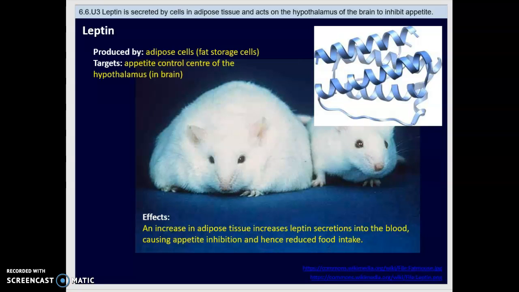Leptin, this could be associated with obesity. We found some stuff within mice. We'll look at that in a second. But basically, your adipose cells produce this to lower your appetite. So if you've got an increase in adipose tissue, it means more leptin's put into the blood, which means you don't really feel like eating, and that helps to reduce your food intake.